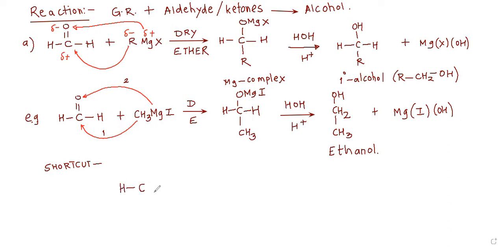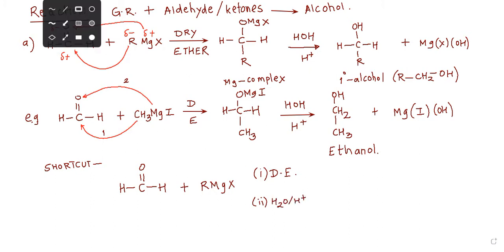Check the shortcut for this reaction. Watch. If you have HCHO and reacting with RMgX. First step we did dry ether, and second step we did water with H plus. Has anybody understood a shortcut of doing this reaction to write product directly? Can anyone tell me?